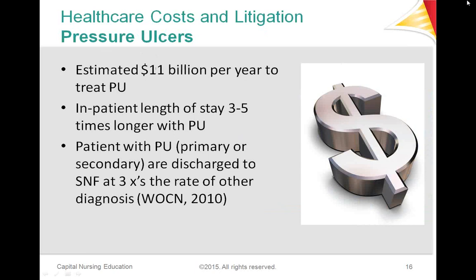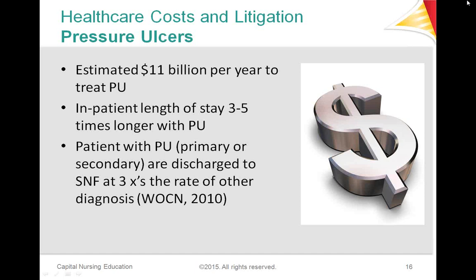Estimated costs of pressure ulcers to the United States healthcare system, $11 billion per year. We know that when the patient develops a pressure ulcer, it increases their length of stay to 3 to 5 times longer. And patients with pressure ulcers, either primary or secondary, are discharged to skilled nursing facilities at 3 times the rate of other diagnoses. These are figures that were gotten from the Wound Ostomy Continence Nurses Society in 2011.